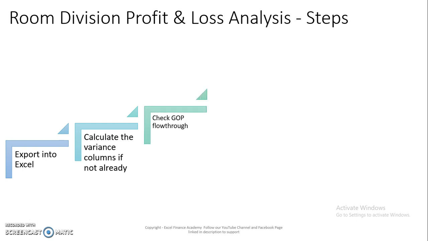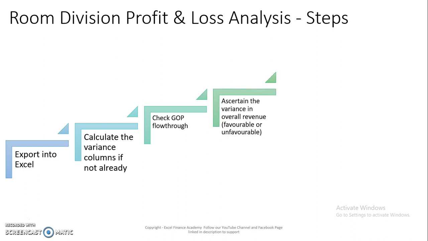Then you have to calculate the GOP flow through, because this is another important aspect of managing the profitability of a department. You must maintain the flow through of the profits compared to the revenue shortage or excess. If revenue is high, however the profit has not increased enough, then it's bad news, because maybe you are not managing the expenses. So these things we will look at in the next videos.